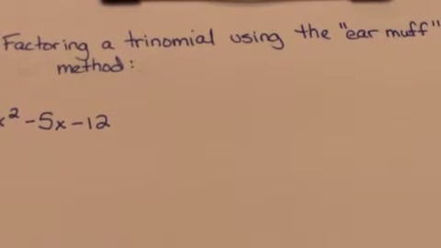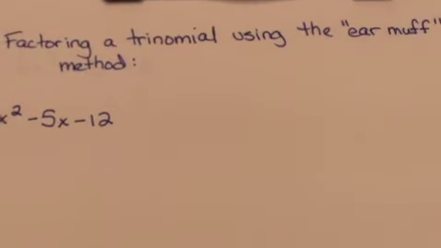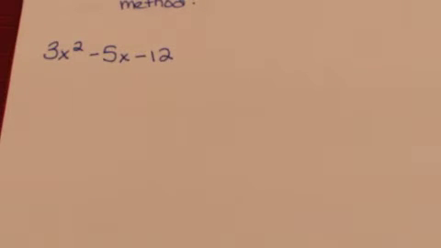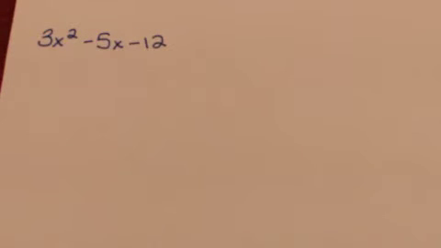In this video, I'm going to show you how to factor a trinomial with a coefficient greater than 1 on the x squared term using the earmuff or the AC method. This first example, 3x squared minus 5x minus 12, I'm going to factor using the earmuff method.